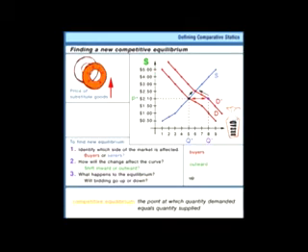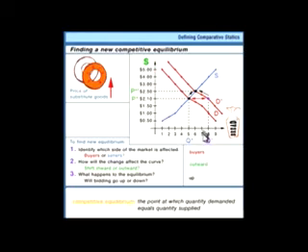Eventually, we reach this point at which the quantity demanded and quantity supplied are equal with the new demand curve and the original supply curve. This new price and new quantity are our new competitive equilibrium. So if I draw a dashed line over to the price axis, I could call this P star prime, the new higher price. And if I draw a dashed line down to the quantity axis, I could label this Q star prime, an increase in the quantity traded.